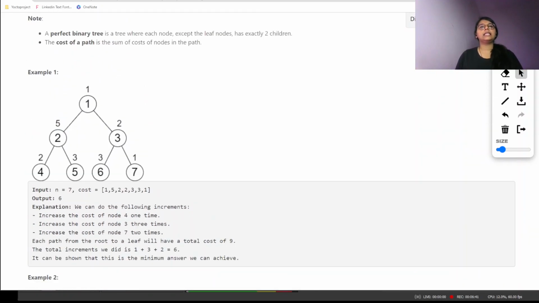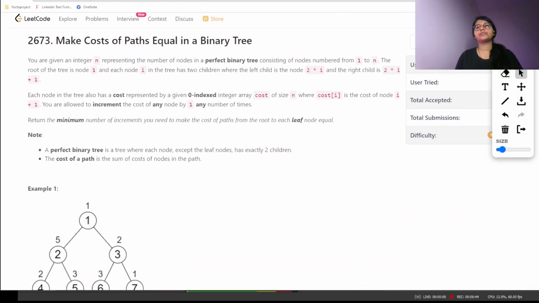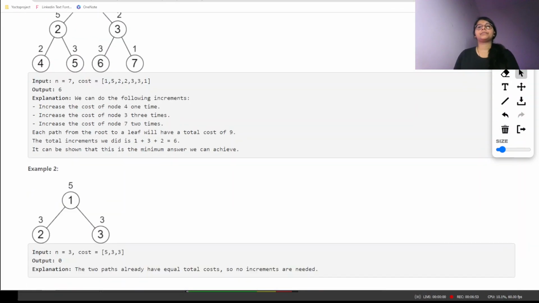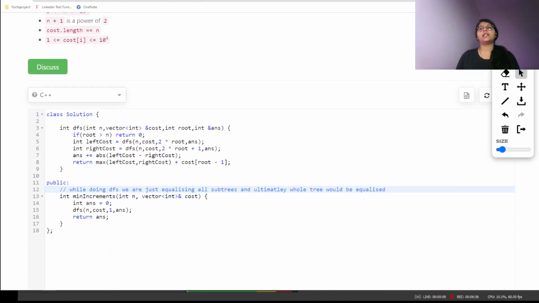Given an integer n, it represents the number of nodes in that tree. So that is what n represents here. So the number of nodes in that tree is what we are passing here, and then this particular cost vector we will pass, and first we are passing the root because we are starting the DFS from the root, and this answer in which we will be storing, and here we are passing by reference so that we can directly get that answer here.